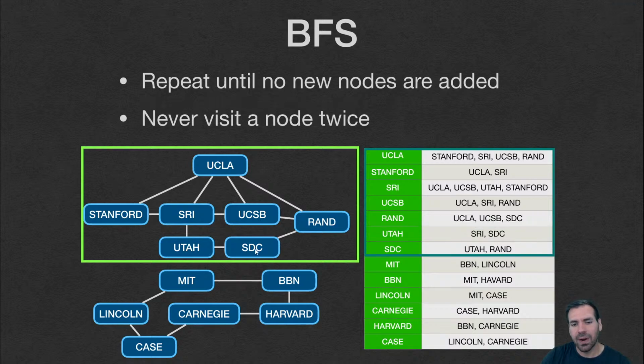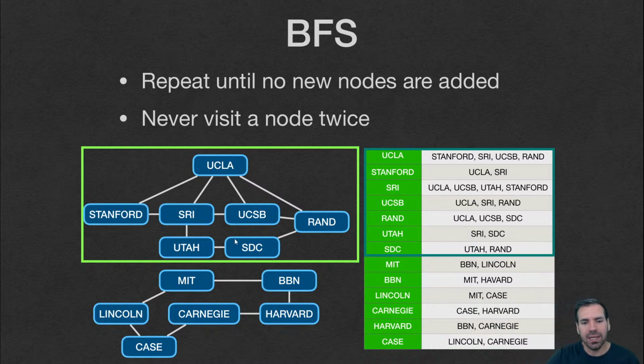And when I explore the neighbors of Utah and SDC, the neighbors that were just added in the last round, there's no new nodes to be added. Everything has either been explored or is not connected to Utah or SDC. So once I have a round of this where I don't add any new neighbors, then I know I'm done.